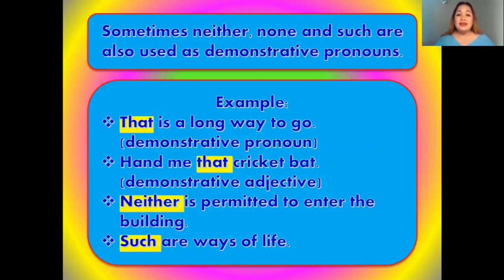Example, that is a long way to go. That's a demonstrative pronoun. Hand me that cricket bat. Demonstrative adjective. Neither is permitted to enter the building, or such are ways of life.